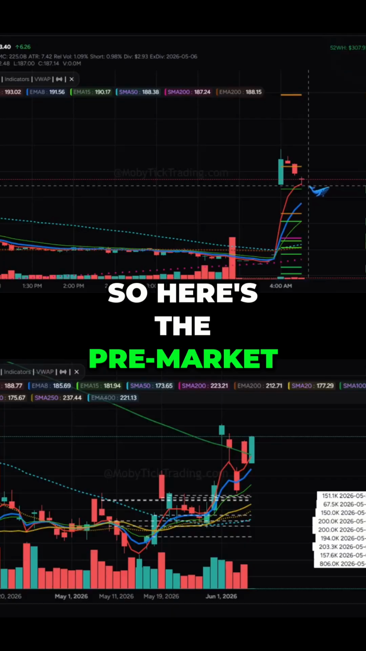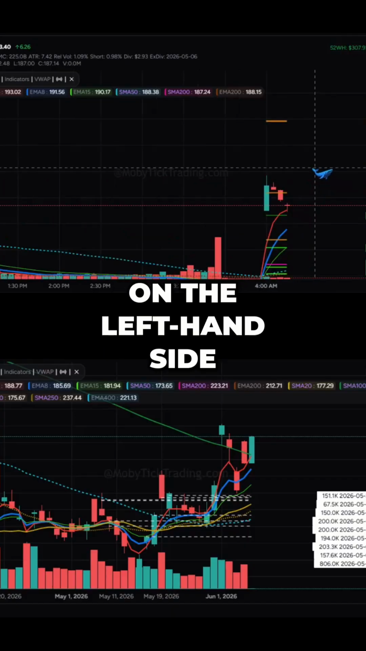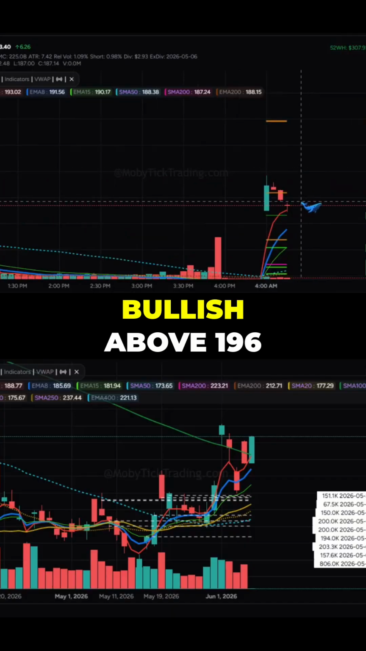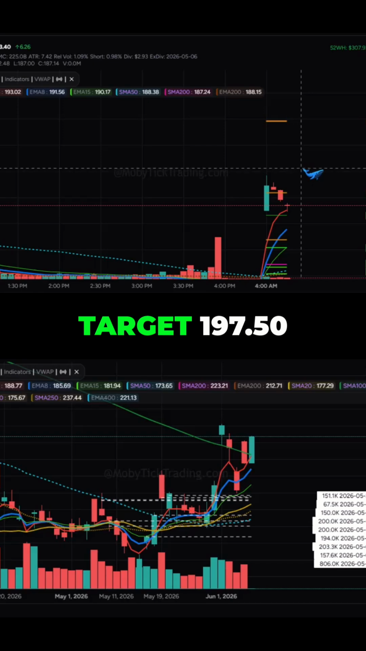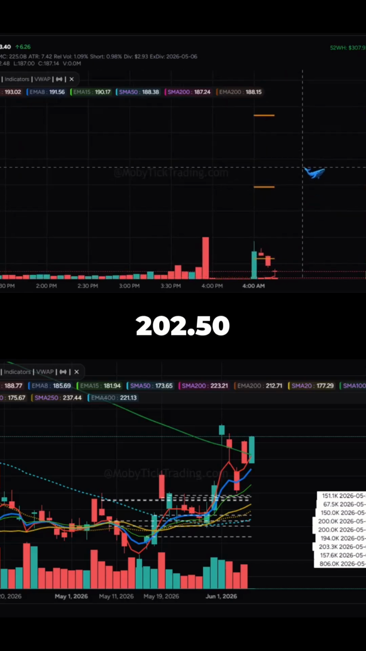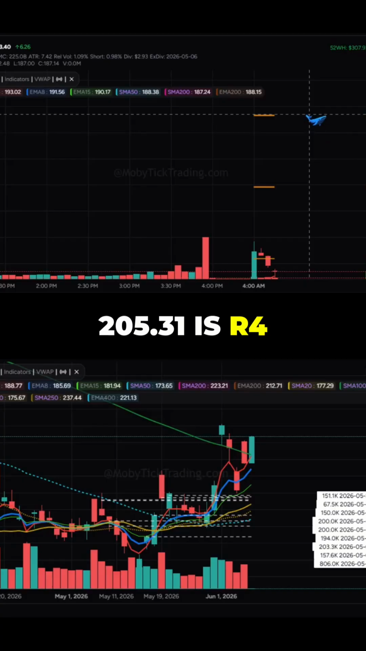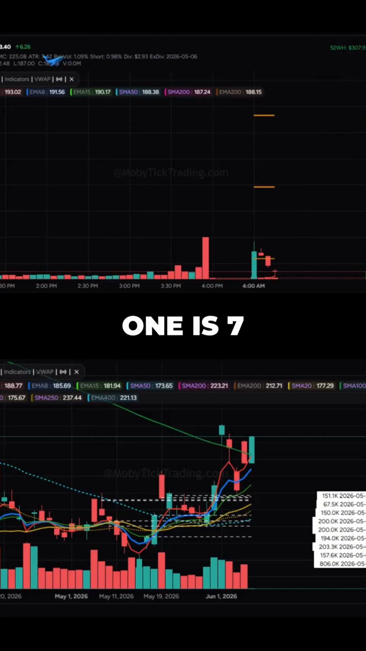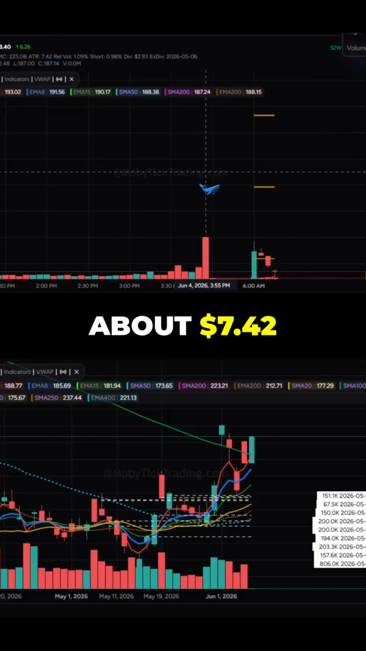So here's the pre-market on the left-hand side. So we're going to be bullish above 196, target 197.50, 199.83. Then we've got 202.50, 205.31 is R4. The ATR on this one is about $7.42.